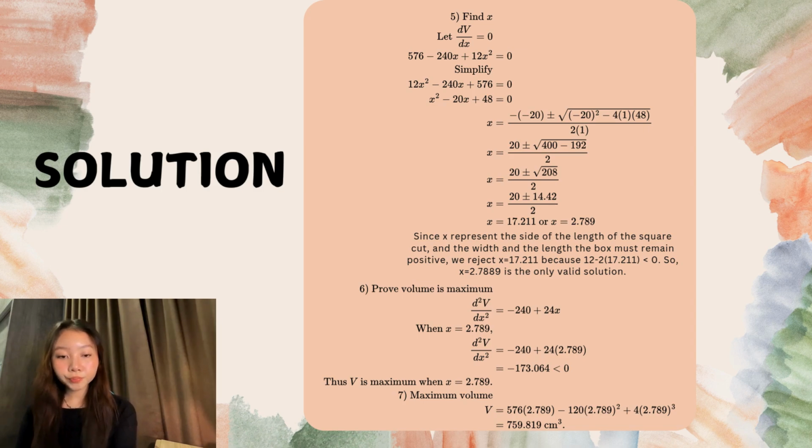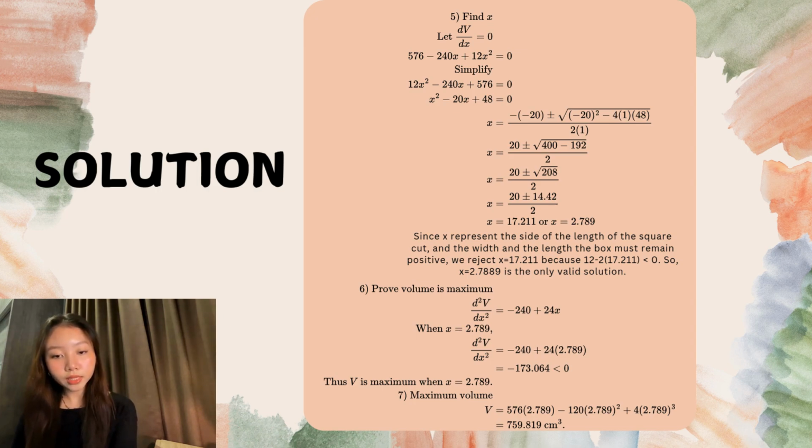Okay, so we choose x equals 2.789 because x equals 17.211 becomes negative when we substitute it into the length equation. So x equals 2.789 is the only valid solution.